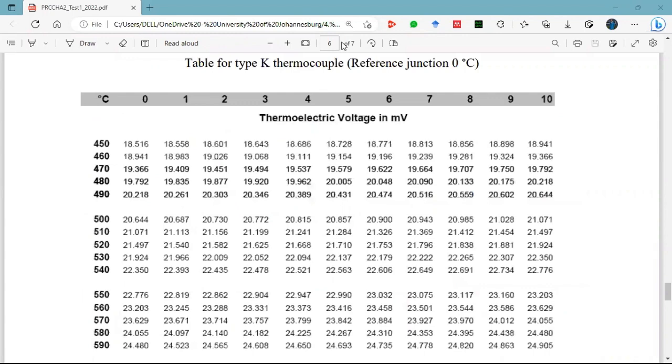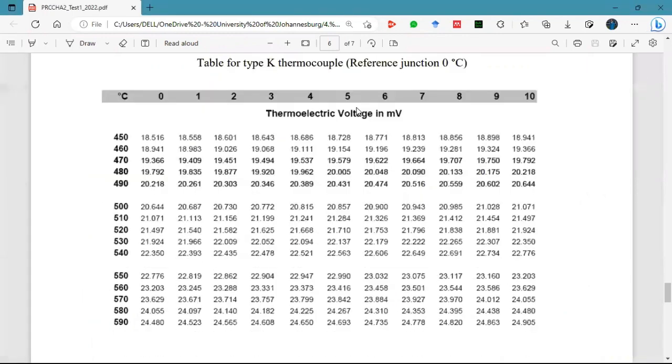So we are going to a K-type, right? A K-type is this particular one here. I'm sure you are more familiar with the diagram now, since it's not a biggie. But read the title of the diagram: reference junction at 0 degrees Celsius. That is the reference junction.